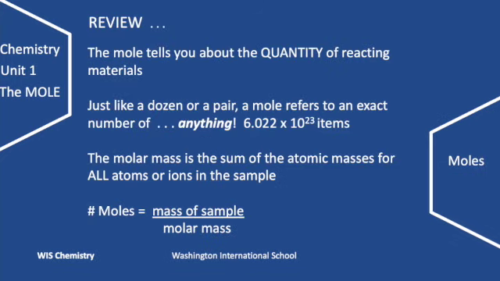And then just a review. The mole tells you the quantity of reacting materials. Just like a dozen, a pair, it's an exact number, 6.022 times 10 to the 23 items, the Avogadro number. The molar mass is the sum of the atomic masses for all the contributing atoms or ions in the sample, and number of moles is the mass of the sample divided by the molar mass.